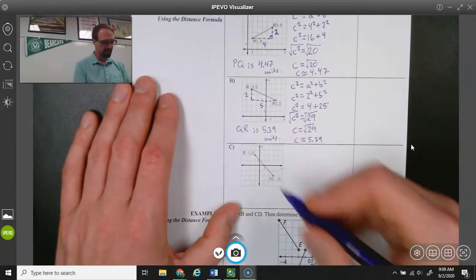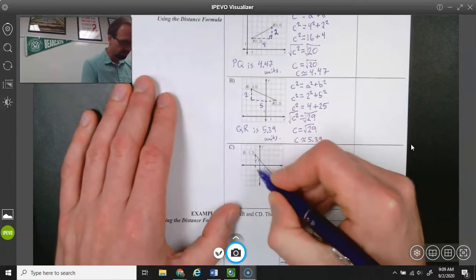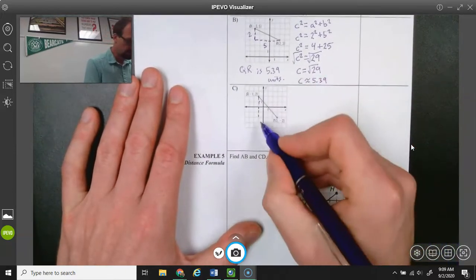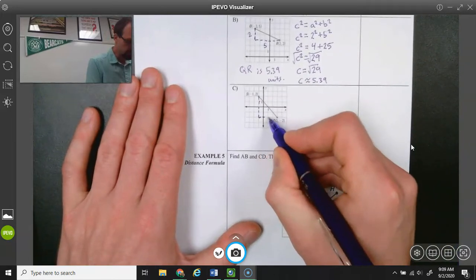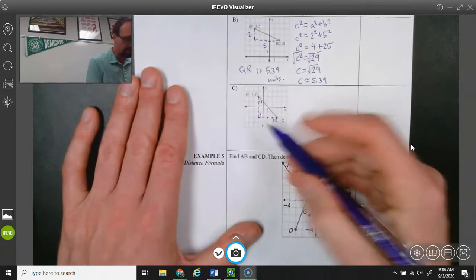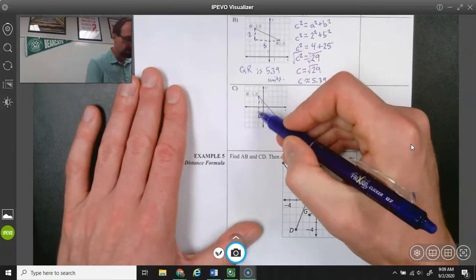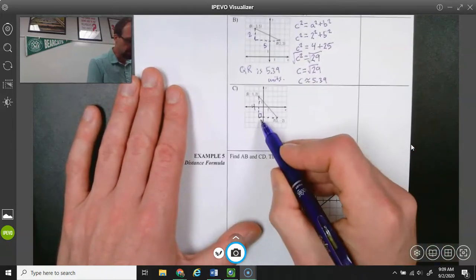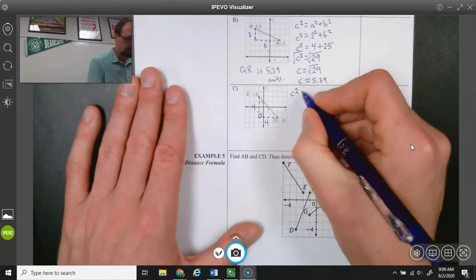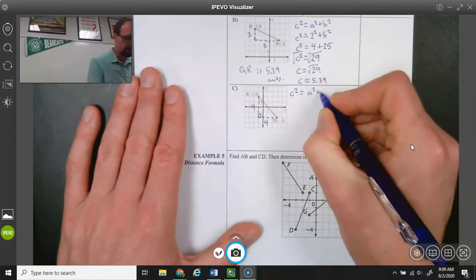And now S to T, so the distance from S to T. I'm going to make my right triangle. This works because it's a right triangle. If it was any other type of triangle, it wouldn't work. 1, 2, 3, 4, so this is 4 units, and then 1, 2, 3, 4, that's also 4 units. So c squared equals a squared plus b squared.